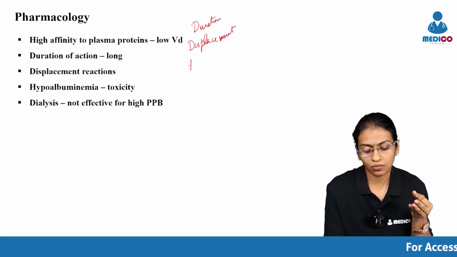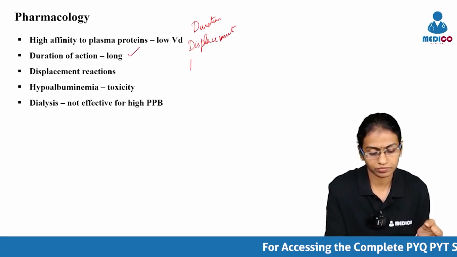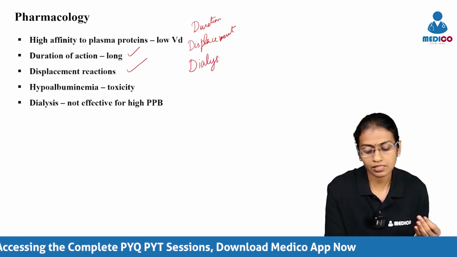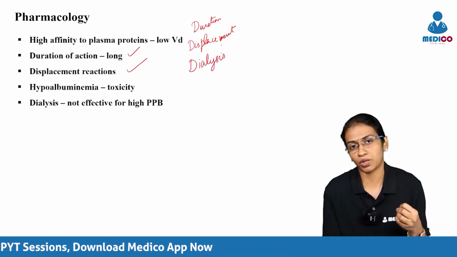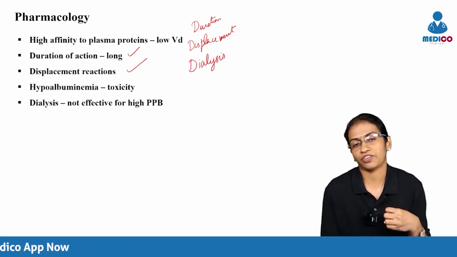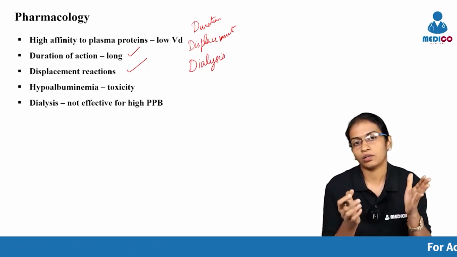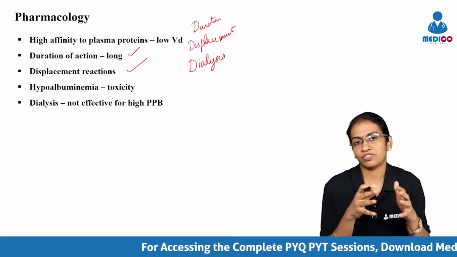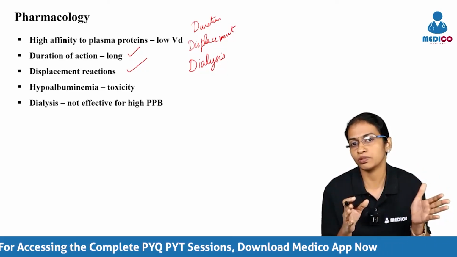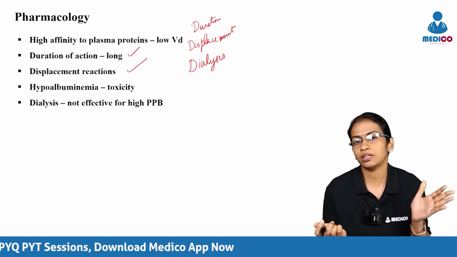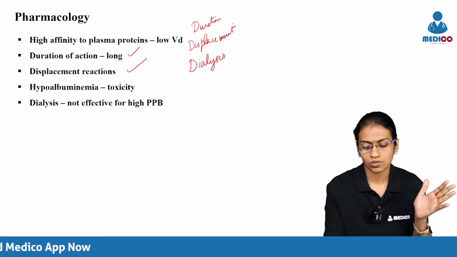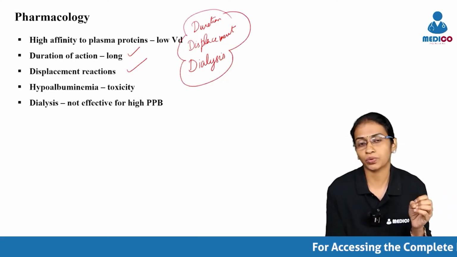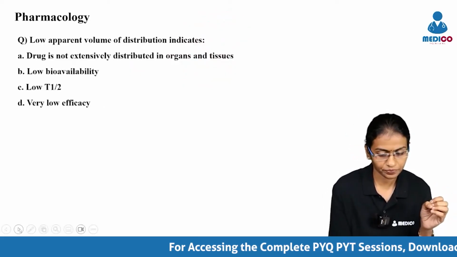And then what about dialysis? If it is highly protein bound, it will not be effective in dialysis. Similarly, if it has a large volume of distribution, if it has high tissue penetration, it will not be a candidate for dialysis. So, these are some of the important things that you should know regarding protein binding.